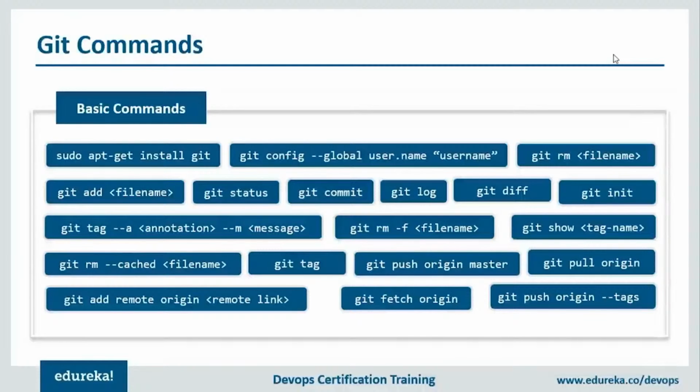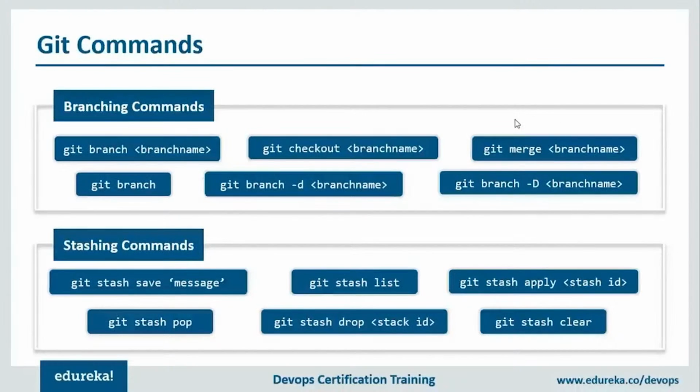Git remote add origin and the remote link is to link the local repository to the remote repository. Git fetch origin is to fetch all the files present in the remote repository to the local repository. Similarly, git push origin --tags is basically to push all the tags, that is all the commits that we have made, to the remote repository. And then we have branching and stashing commands. So git branch branch name is to create a new branch.